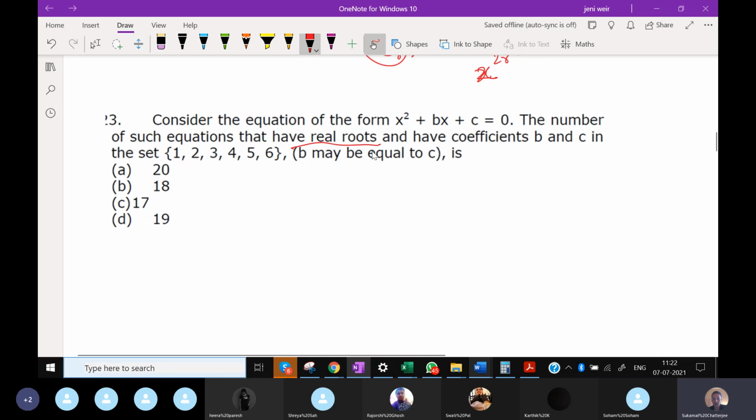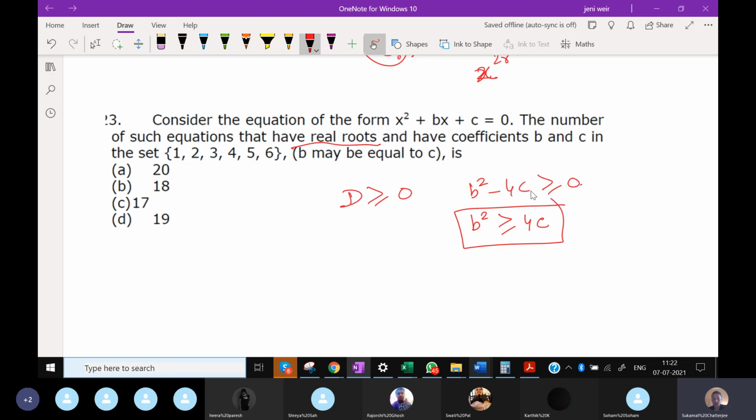Real roots means the discriminant should be greater than or equal to 0, which means b square minus 4c should be greater than or equal to 0, or b square should be greater than or equal to 4c. This has to be the condition based on which we select values of b and c. So what values can b take? Can b take the value of 1?